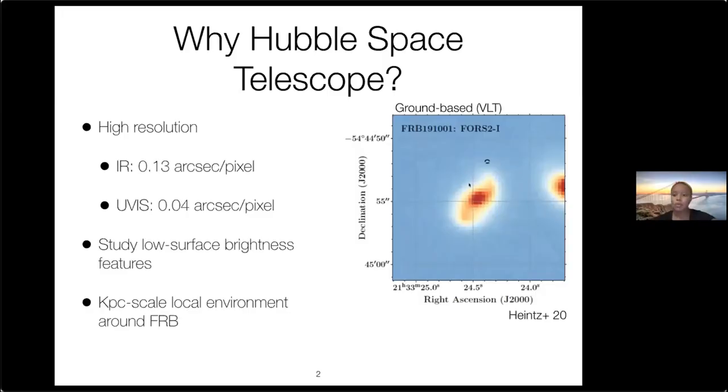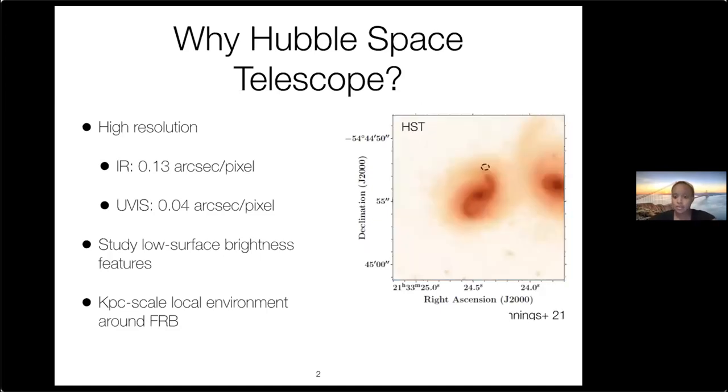But with the limit on the depth of the image, as well as the resolution, we're not able to really get the best look at the local environment around this FRB. So that is why we use HST imaging. It really starts to bring out those low surface brightness features. We see now more of a full picture of the radius of the host, as well as the spiral features, all of that stuff. So we get a bit more insight into that local environment, or the kiloparsec scale environments.